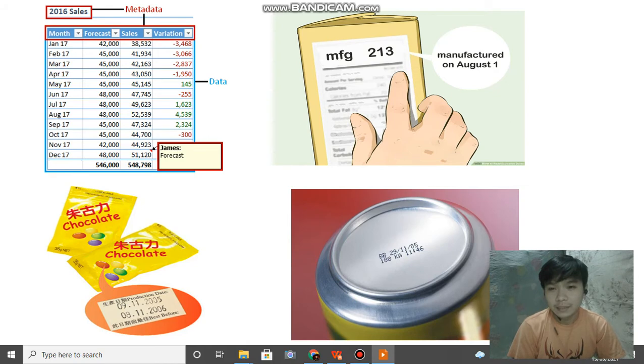Metadata makes your life easier. So, this example is the metadata of 2016 sales. You can identify your sales in the month of January, February, and so on, the variation, the forecast. You can also identify where the products were made and the date of their expiration. Every can also has metadata. It is located at the back or at the bottom. You can find there the expiration date of your drinks.